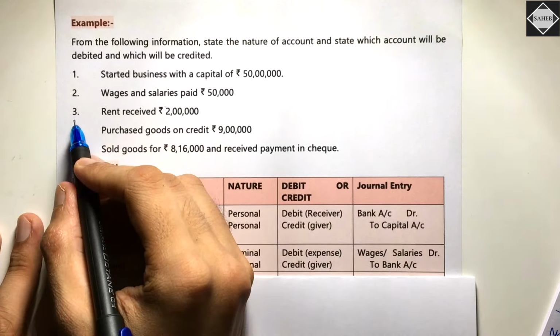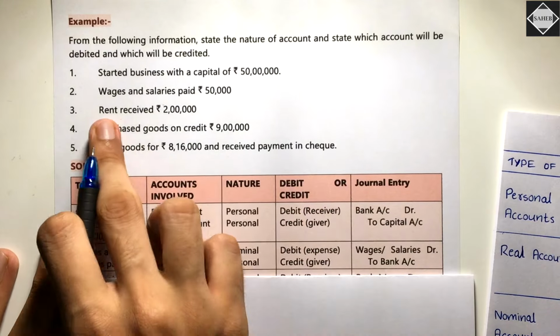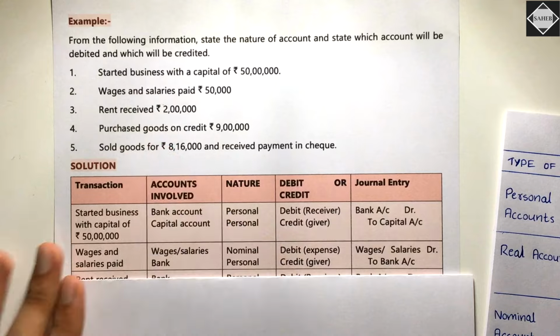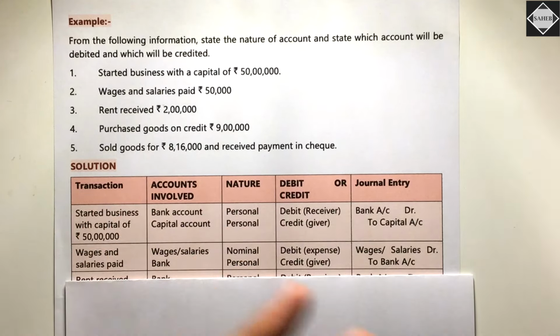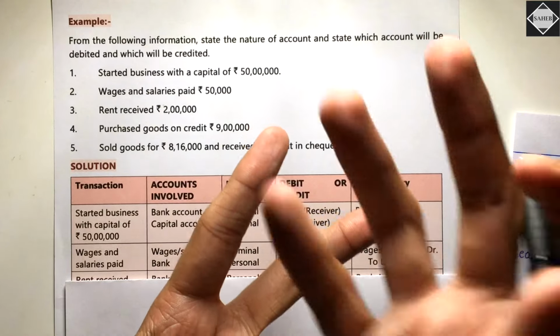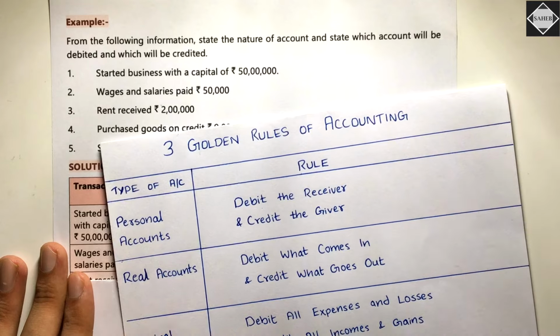Now tell me, rent received is expense or income? Rent received means it's income, right? So what do we do with incomes? We credit all incomes and gains. Income account falls under nominal account, and this rule is applicable. Credit all income. So we will credit rent received account. Okay, and the other account, bank account is a personal account. So money has been received in our bank account. So bank has received the money. So we'll have to debit the receiver. Bank account will be debited.